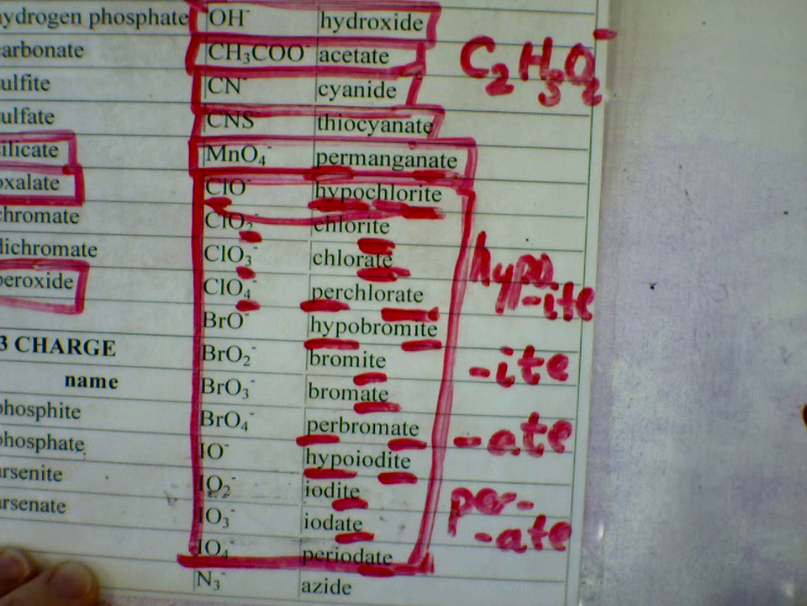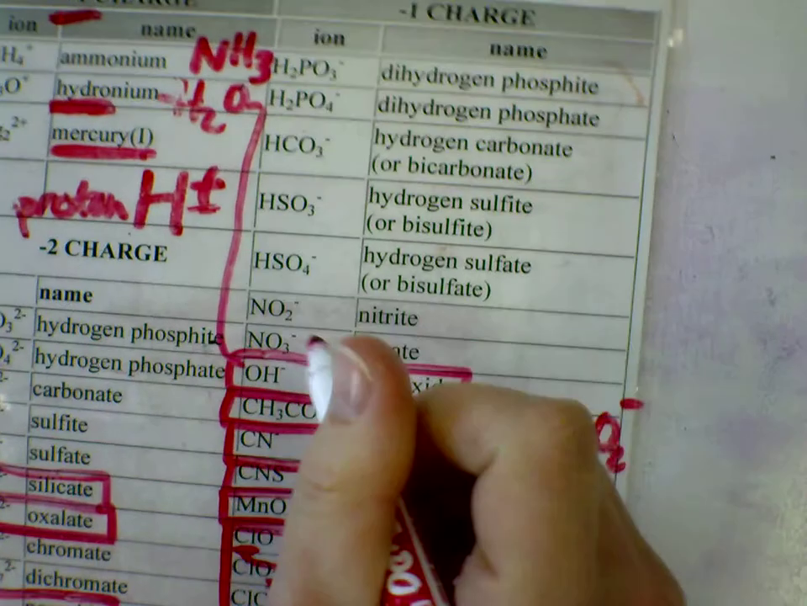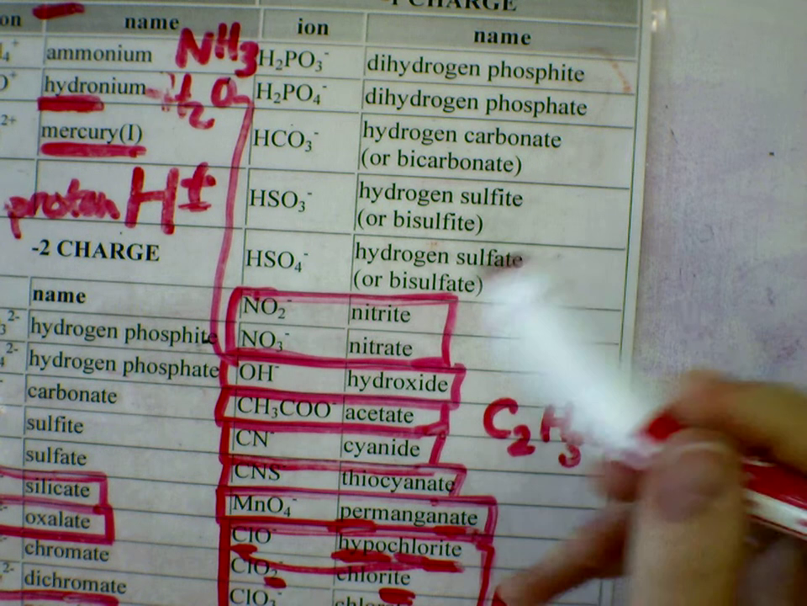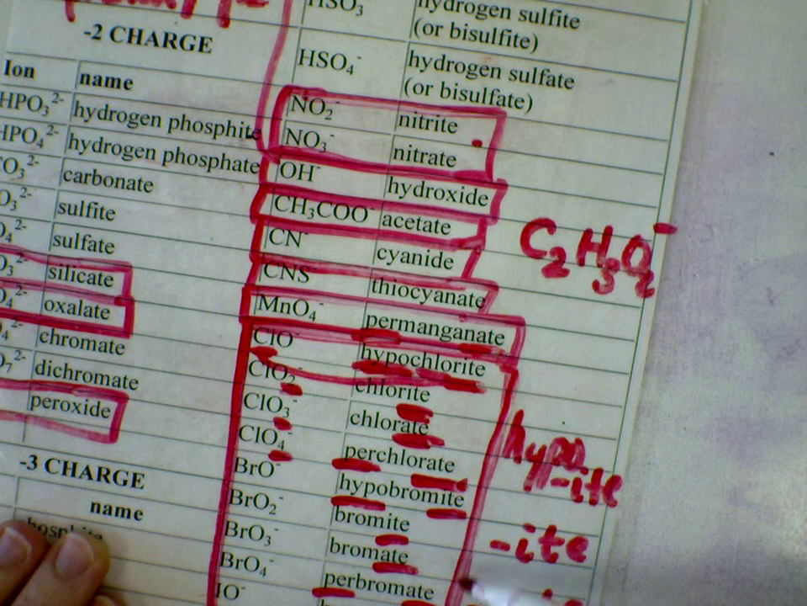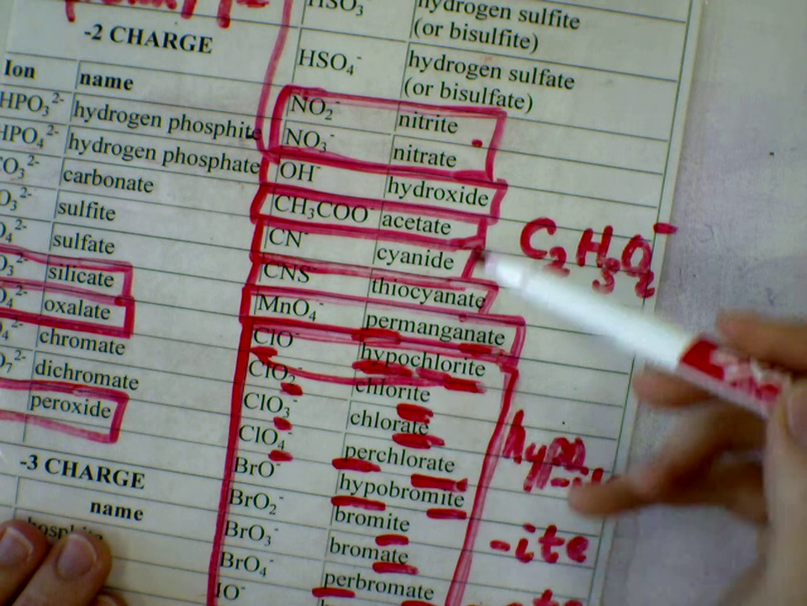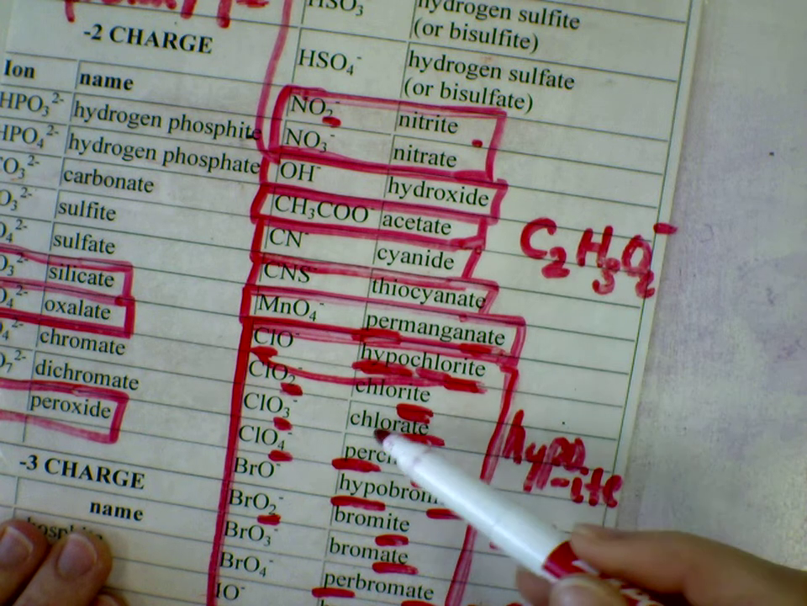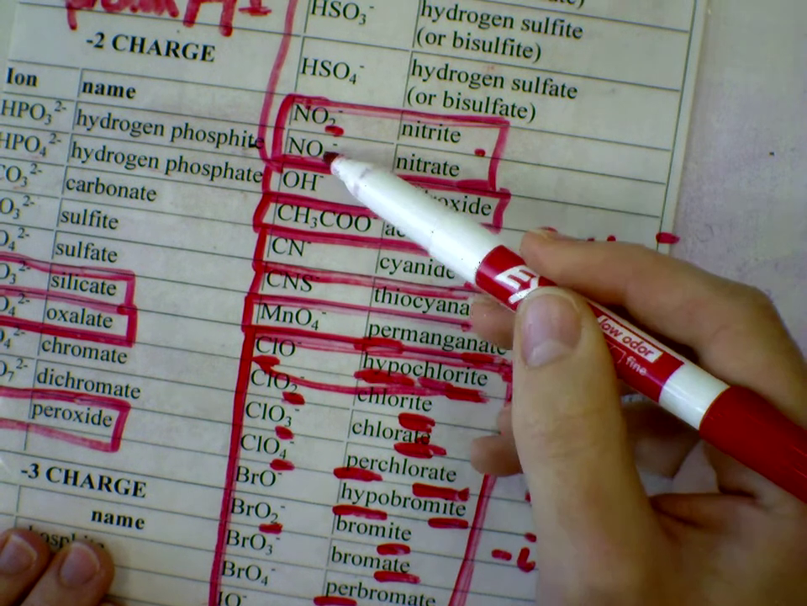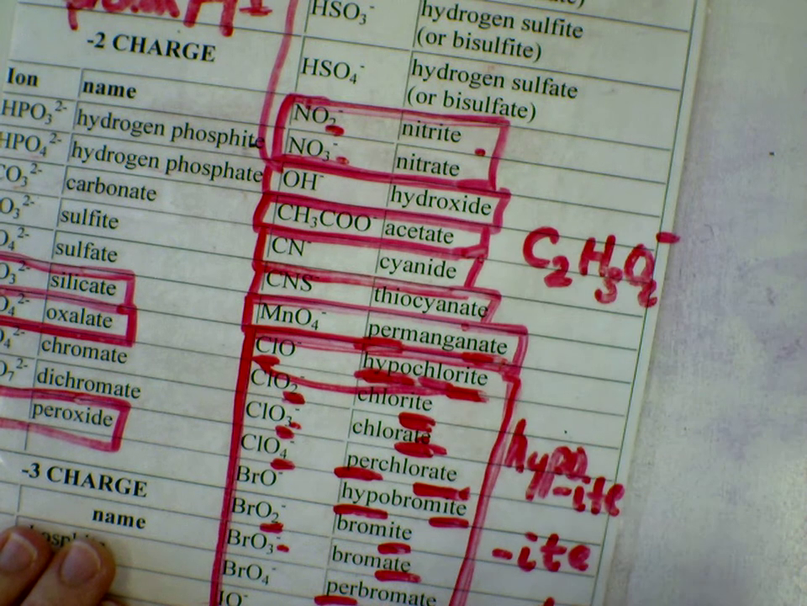Some of the other ones. These two, nitrite and nitrate. These ones kind of have the same ite and ate as our halogen list here, chlorine, bromine, iodine. Nitrite is NO2 along with bromite, chlorite, iodite. They all have 2 oxygens. Nitrate has 3, kind of like chlorate, bromate, and iodate.